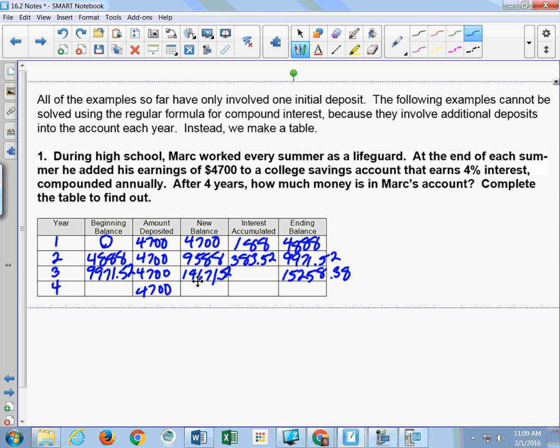Now we subtract these two to get our interest earned: 586.86. Take our ending balance, move it to the beginning balance, 15,258.38. Add your $4,700. I'll go ahead and give that one to you: 19,958.38. And now we're going to run that through the formula.